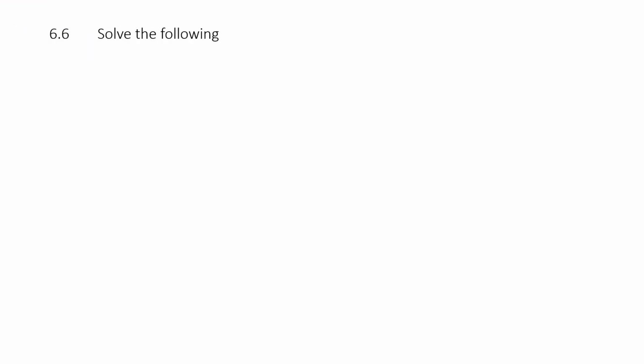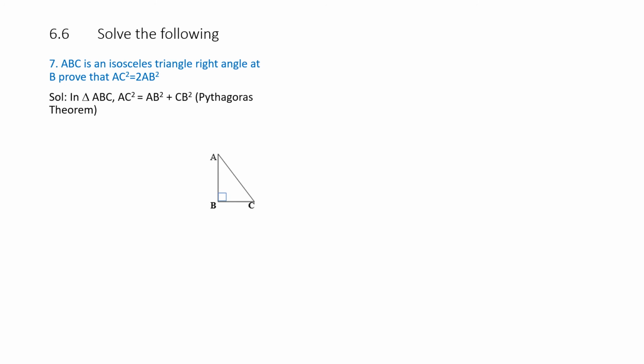Now, we will continue with solving the problems. ABC is an isosceles triangle right angled at B. Prove that AC square is equal to 2 AB square. Please see the figure ABC. AC is the hypotenuse. Because it is an isosceles triangle where two sides are equal, it is given that AB is equal to BC, and we have to prove that AC square is equal to 2AB square.